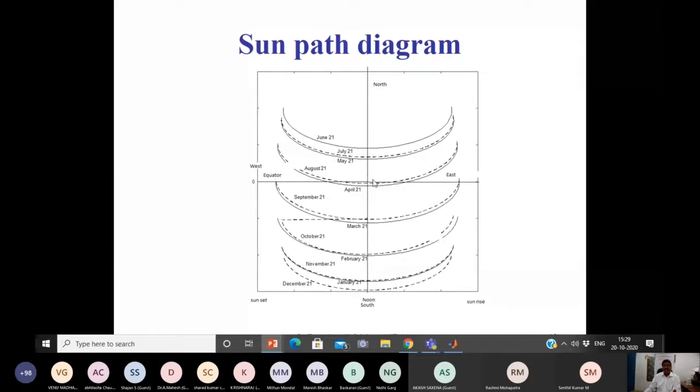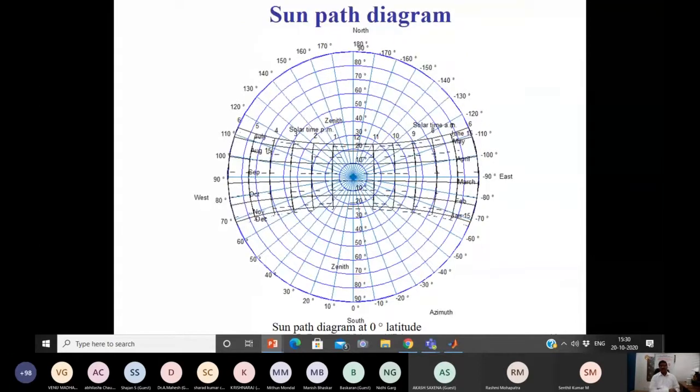Again, let me take the month of May. You can see in the north side, the sunspot is coming. So the sun moves from one hemisphere to another, and this path also changes. The curvature will change depending upon the location. If I change the location, this curvature also will change. That's why I am showing one sun path diagram. This is drawn to scale.